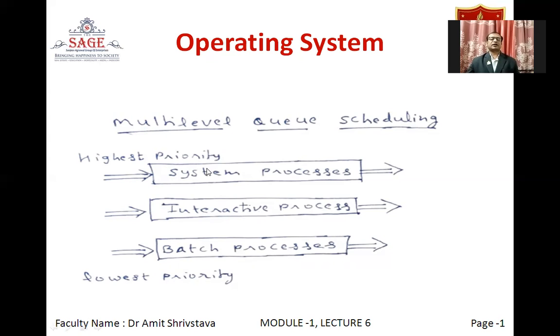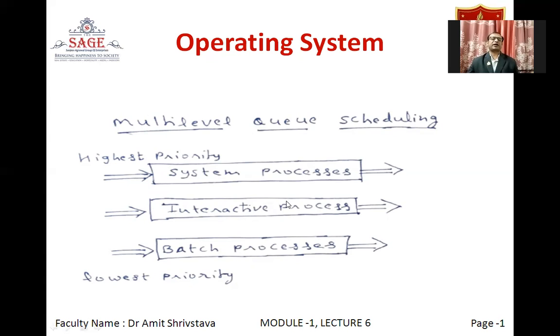System processes will be those processes which will be having the highest priority and which require immediate attention. Like we have discussed in our previous lecture about the interrupts. If we don't serve those interrupts on the immediate basis, then the system might crash. So system processes interrupts can be categorized into these system processes, which is having the highest priority. Next can be the interactive process.